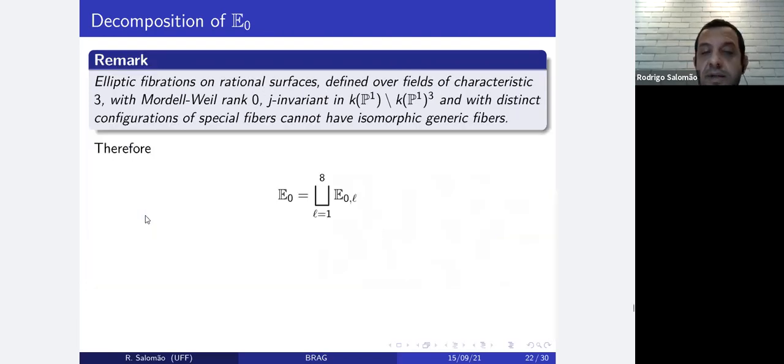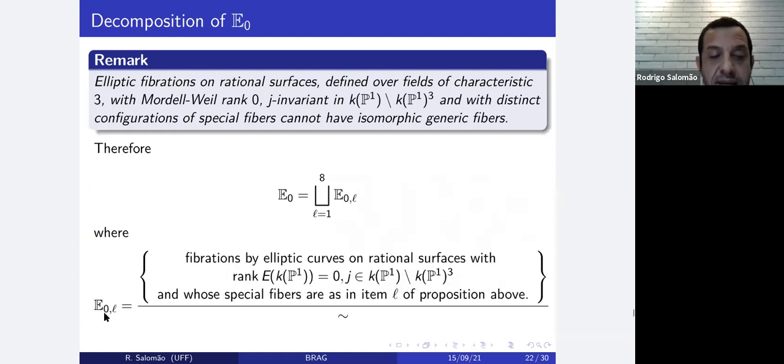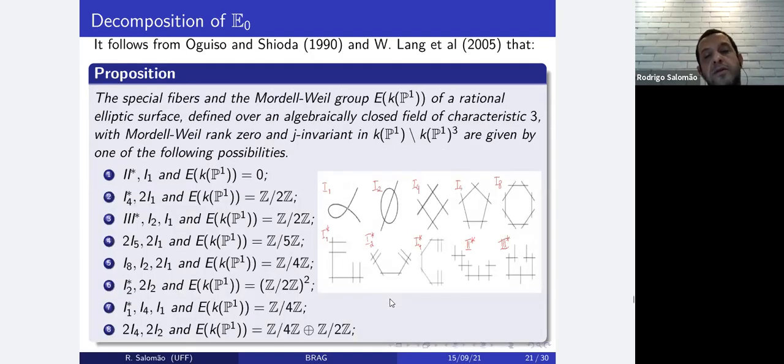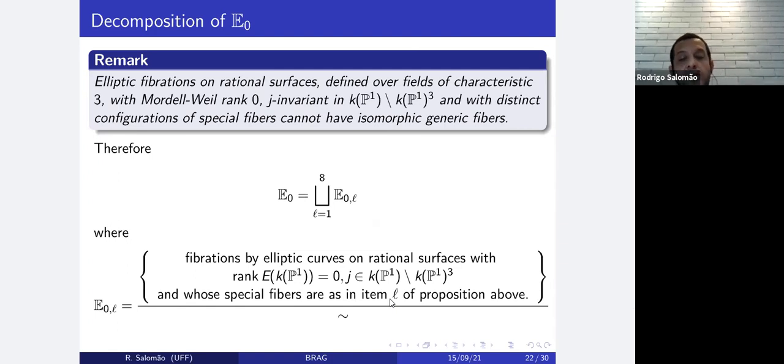Okay, so we can decompose E0 as a disjoint union of eight pieces, where the piece E0L is the set of equivalence classes of fibrations by elliptic curves on rational surfaces with Mordell-Weil rank 0, j-invariant not a cubic power, and whose special fibers are as in item L of the previous proposition here. So now I want to show you the description of each one of these pieces in this disjoint union.